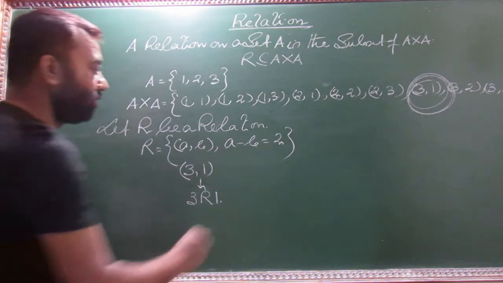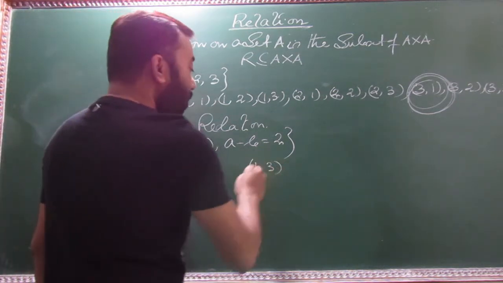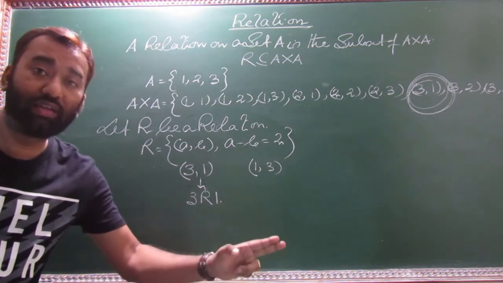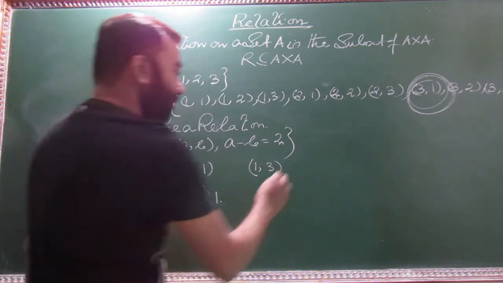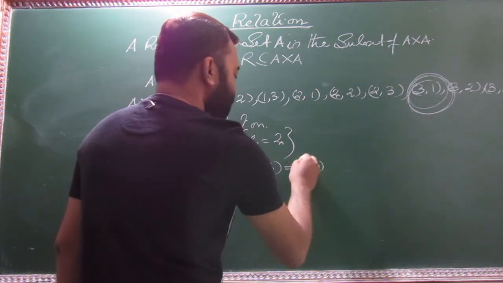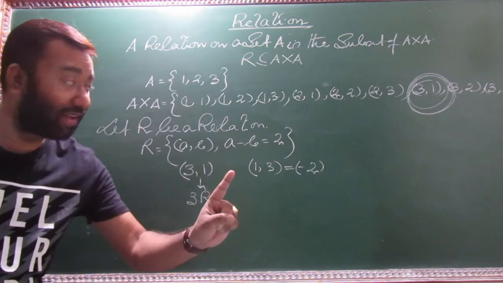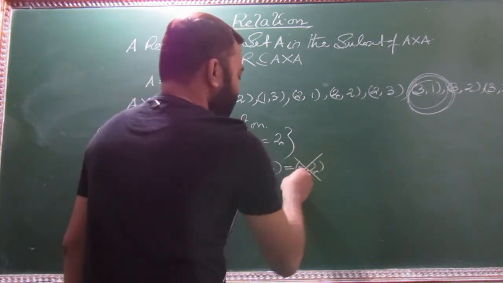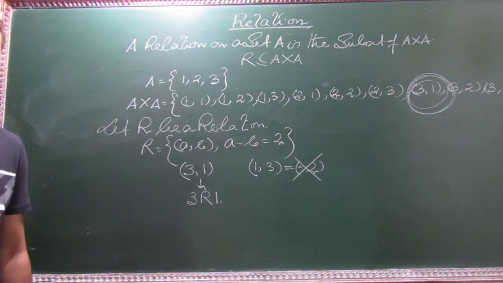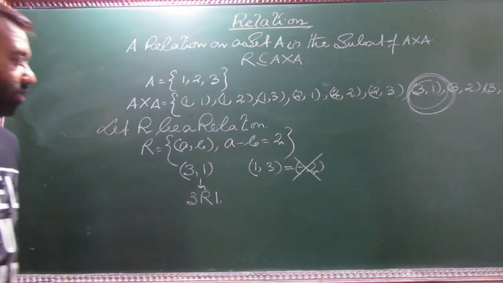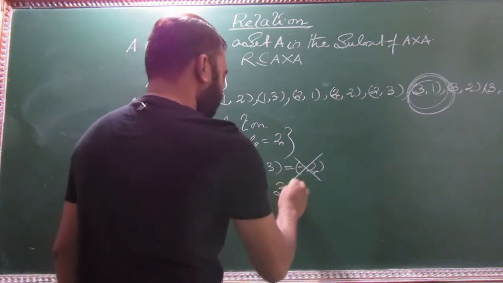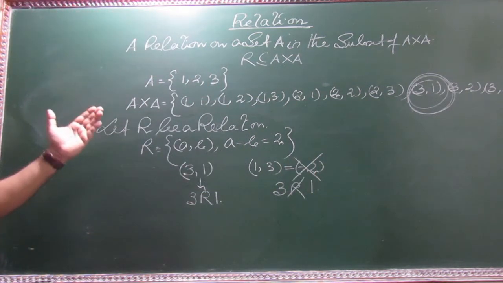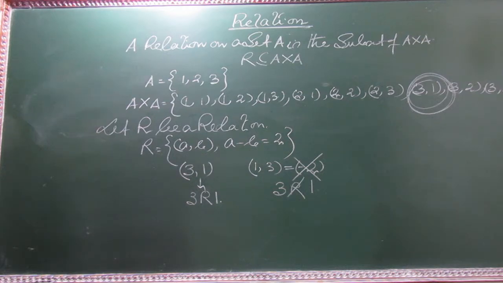Now you know that if I take (1, 3), 1 minus 3 is equal to minus 2. So this is minus 2. That is not in the relation, because in the relation this subtraction is 2. So this is not possible. Done. So 1 is not related with 3. So this is the definition and example of the relation.